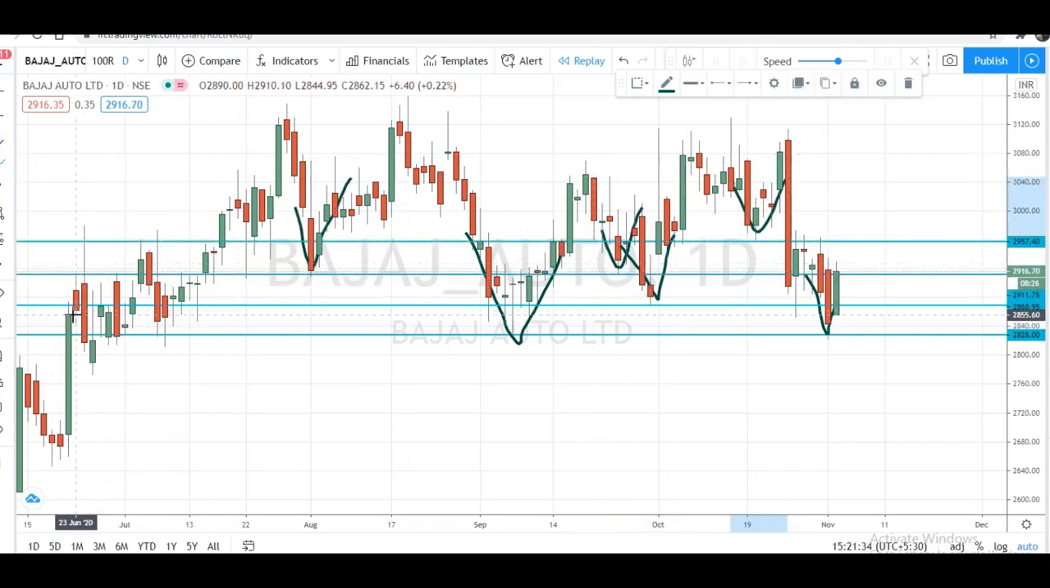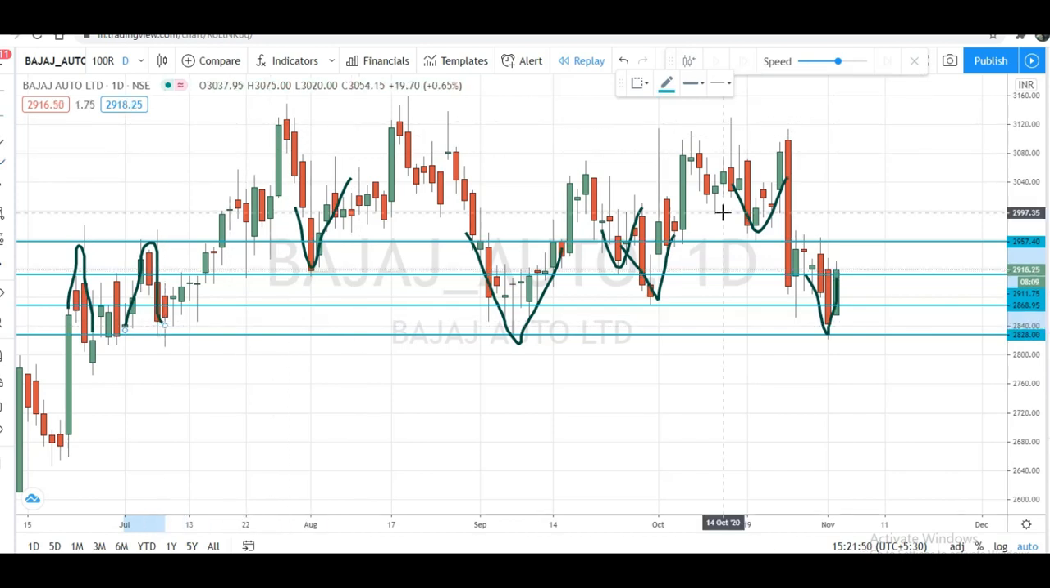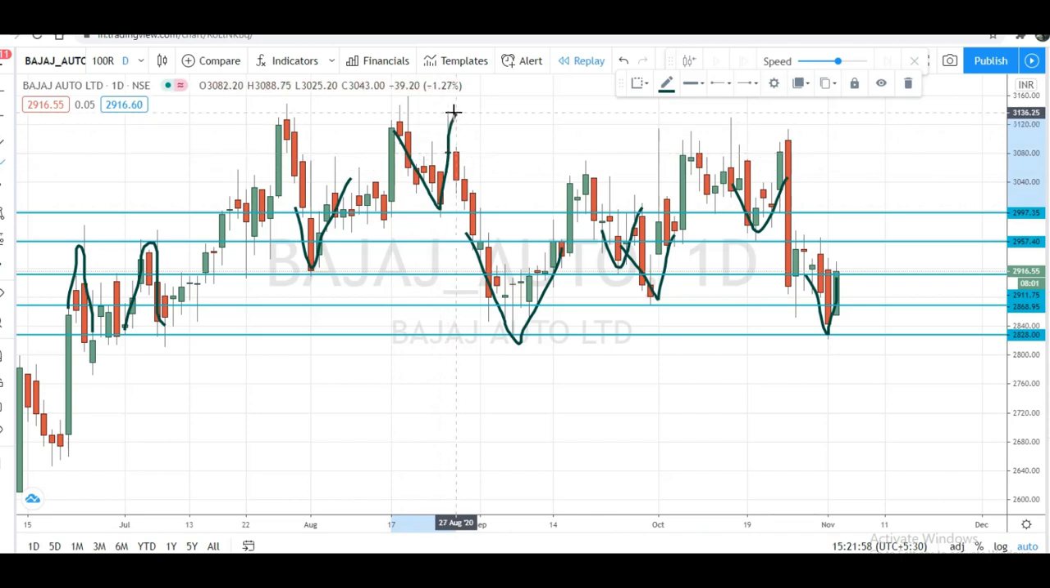This was in fact a resistance. Remember one thing, resistance can become support and support can become resistance. I'll explain about this in the next video. There was a support here. You can see the price had fallen down, bounced back upside. Here as well it has fallen down and bounced up.